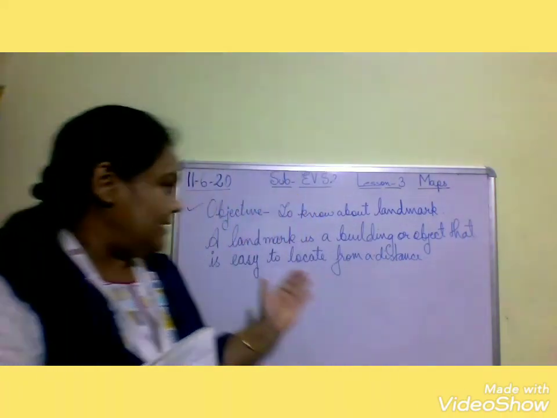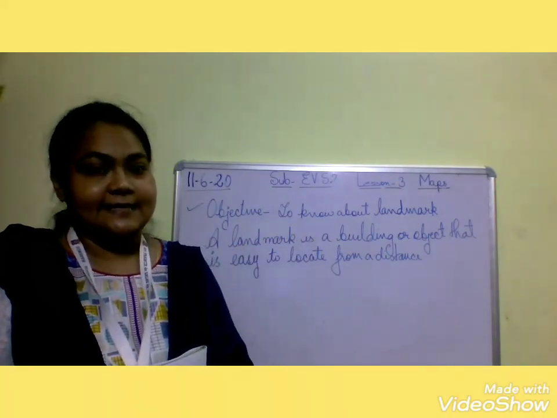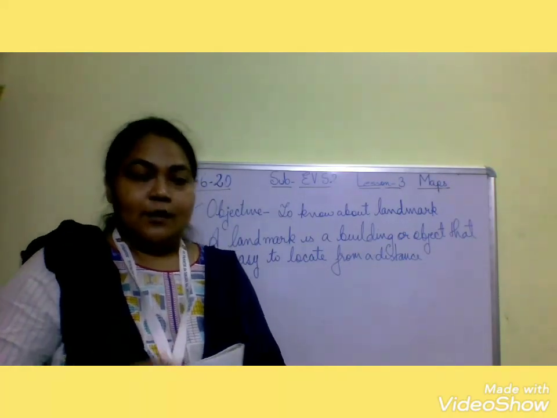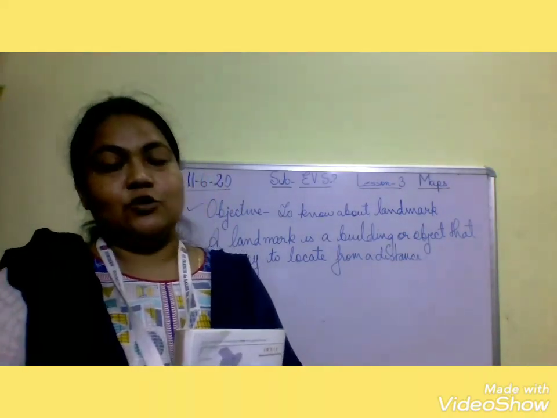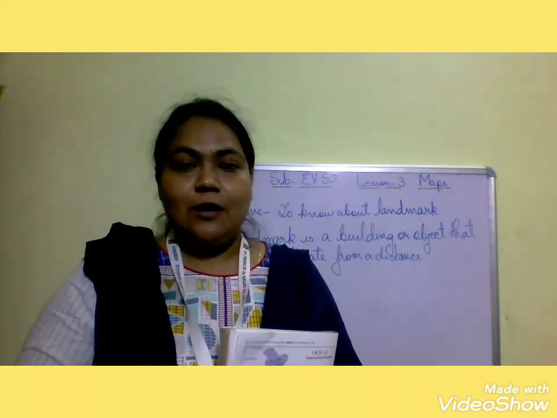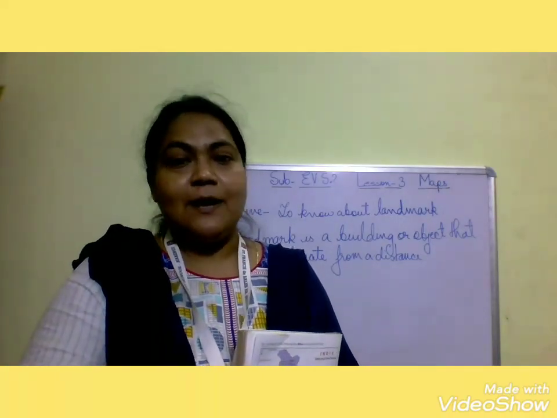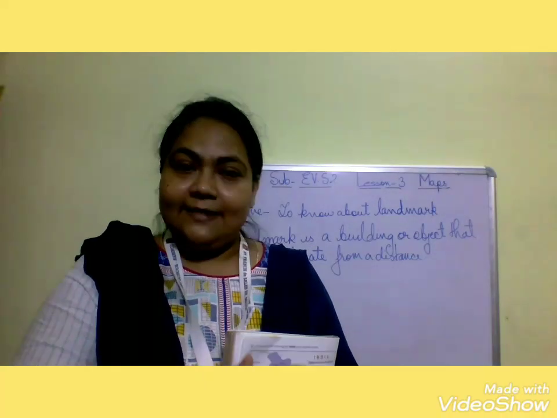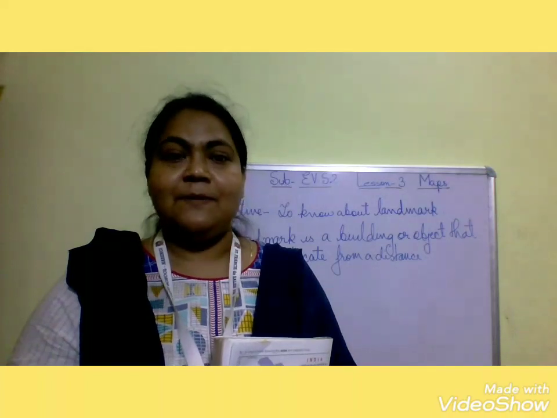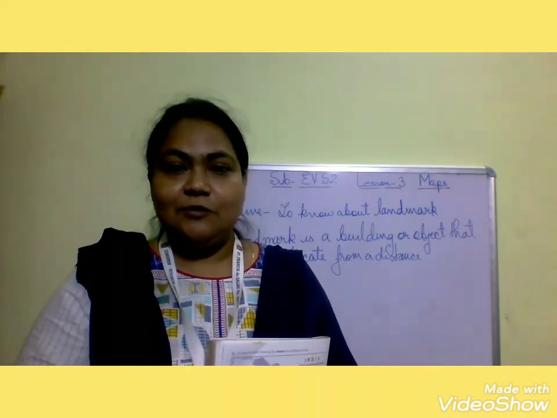So again I am saying you the definition. A landmark is a building or object that is easy to locate from a distance. That means you have to give a landmark. So if you take the example of our St. Francis de Sales school, you have to say that it is opposite of Resmi Enclave, or it is nearby the Brahmaputra apartment. And that Brahmaputra apartment, or the Resmi Enclave, that is also an apartment, it becomes the landmark of our school. Okay, children, did you understand?